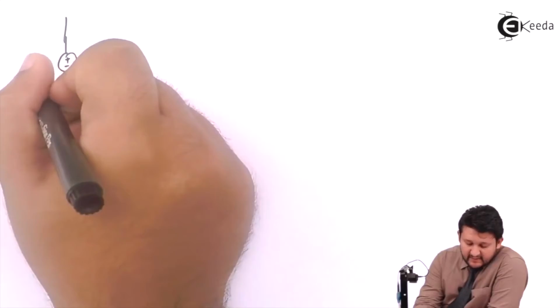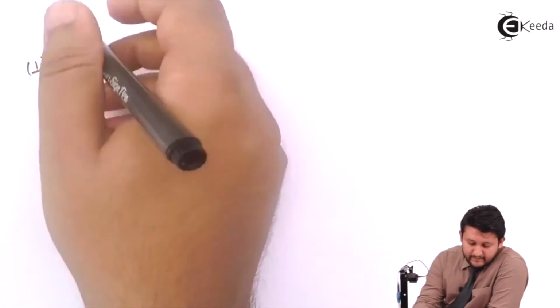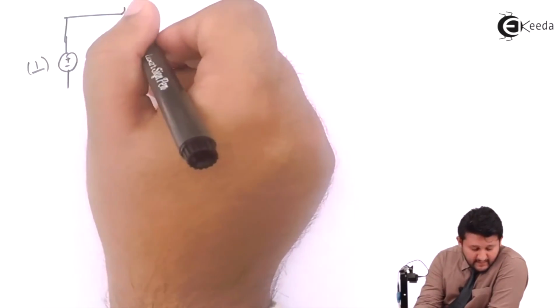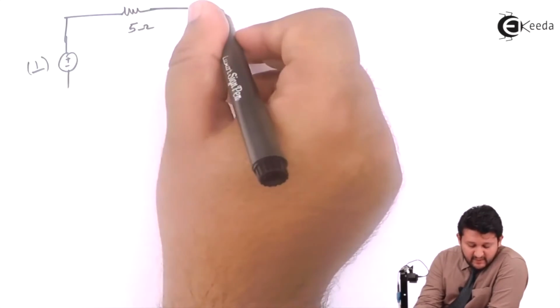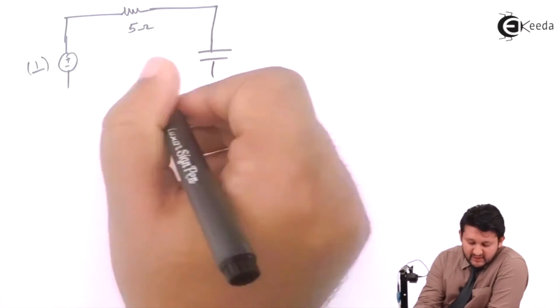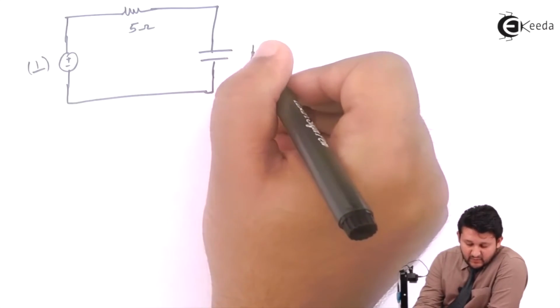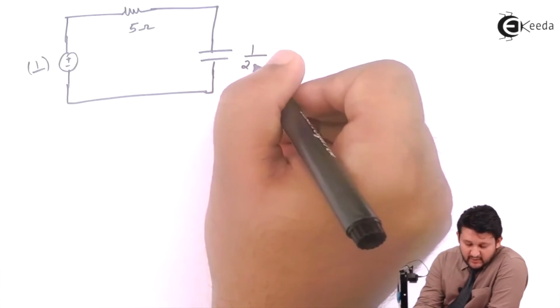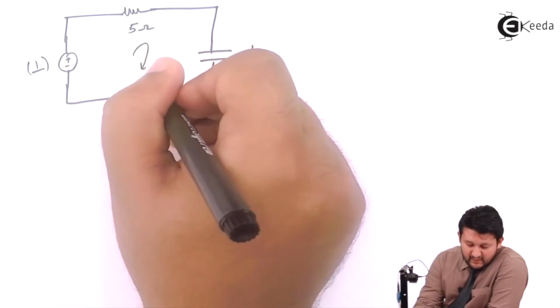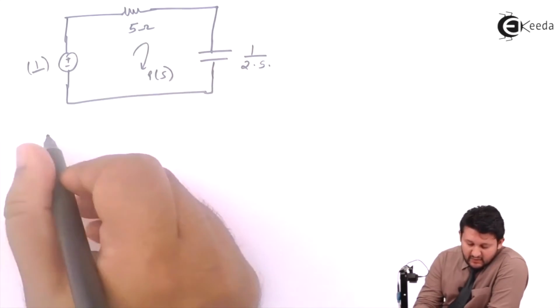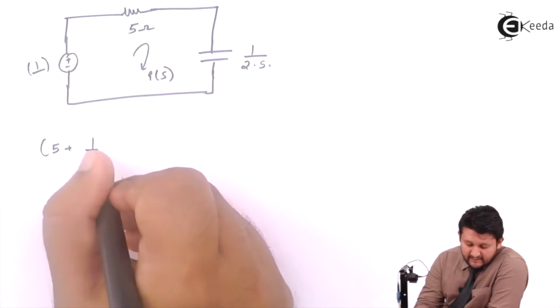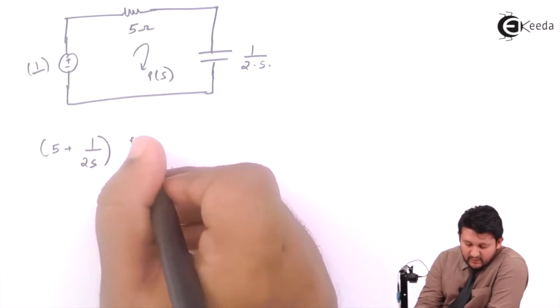Laplace of delta t is nothing but equal to 1. 5 ohms will remain as it is. Resistance doesn't change in Laplace. Capacitor will become 1 upon Cs. So 1 upon value of C is 2 into S. This will be your I of S. So apply KVL. This will be 5 plus 1 upon 2S into I of S.